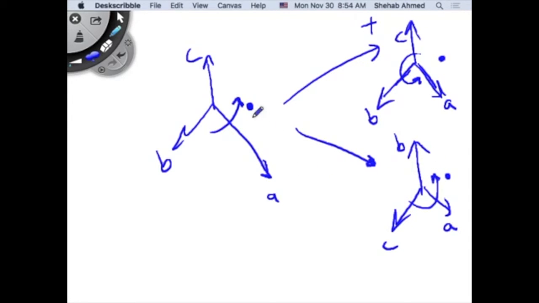It's like standing here and having this rotate the other direction, right? What would you see? You see A first, then C, then B. So this will be negative sequence.